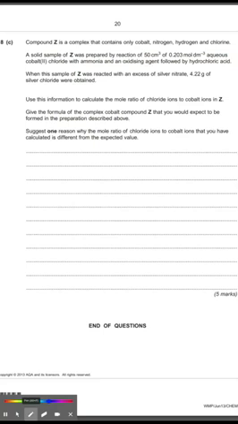Okay, question 8c, final question on this paper. Quite a lot to take in on this question. We're told the elements that are contained within the complex, the compound, at the start of the question. We're told that they're cobalt, nitrogen, hydrogen, and chlorine.